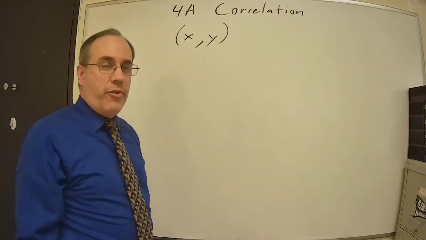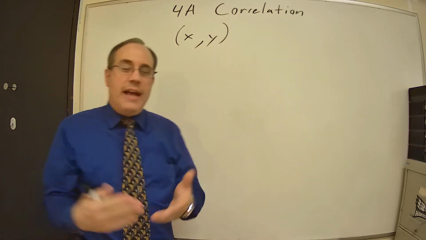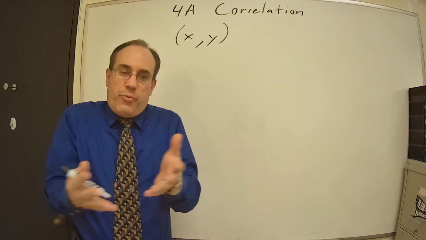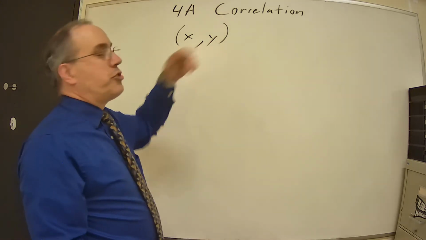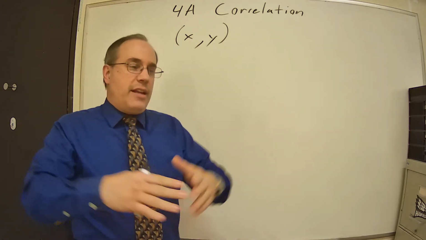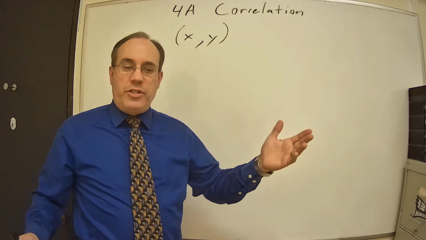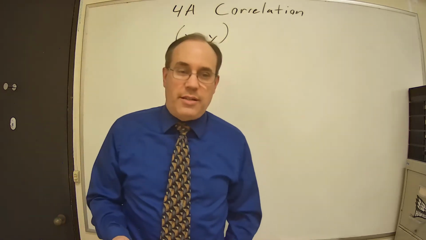X and Y, an ordered pair. Maybe that's someone's height and someone's weight. Tied together, they relate to one another. Right? Someone's age and shoe size. They're related together. It's not a separate piece of information. They're just two different variables that relate to one particular subject.